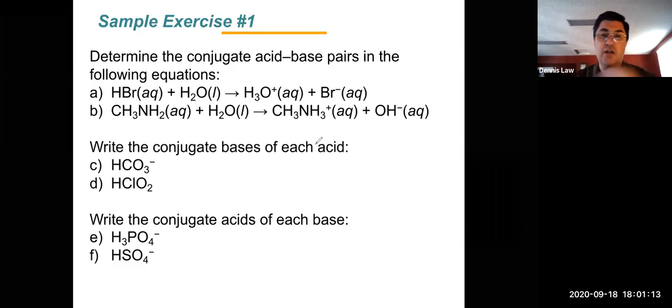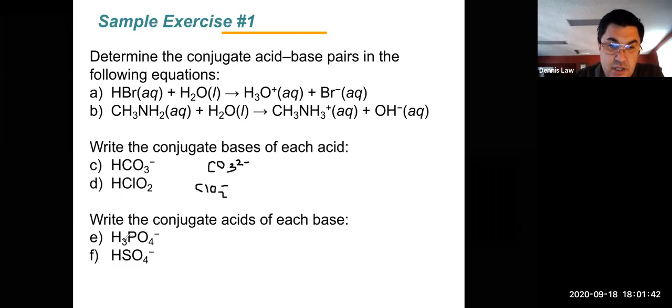Okay, so write the conjugate bases of each acid. So if this is an acid, HCO3 minus, the conjugate base, acids, remember, have to donate the proton, so it's just going to be CO3 2 minus, because you're going to remove the proton, and for this one, it's going to be ClO2 minus, right?